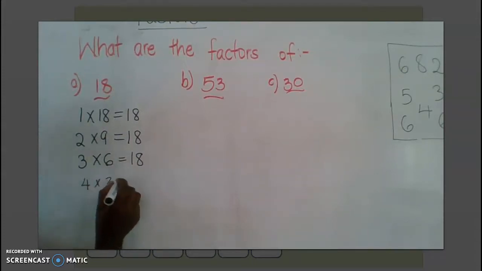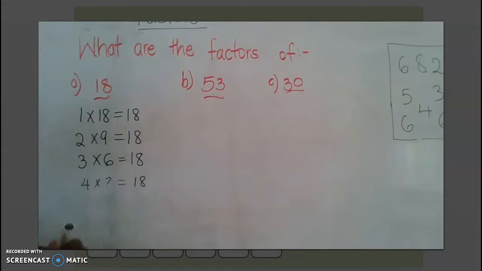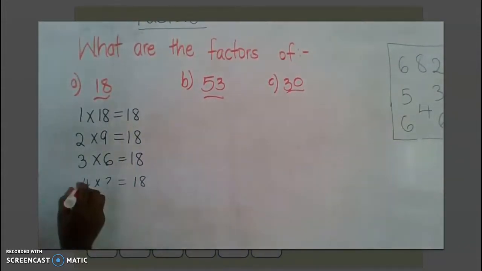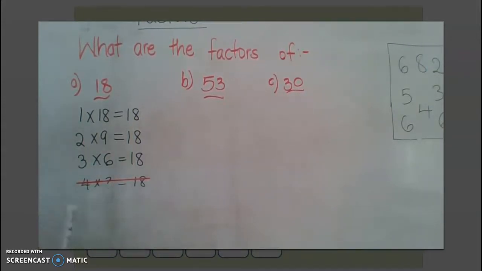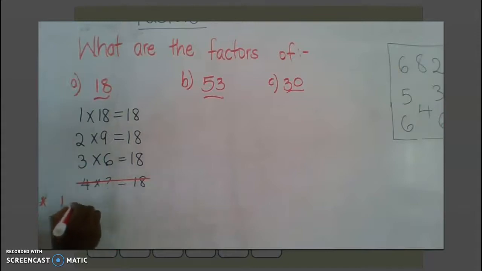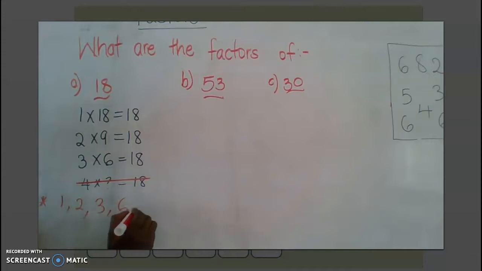4 times what equals 18? Because 4 cannot divide 18, we are not going to take 4, so we cancel this part. It means 4 is not a factor of 18. Then we can list the factors of 18 as 1, 2, 3, 6, 9, and 18 itself. These are the factors of 18.